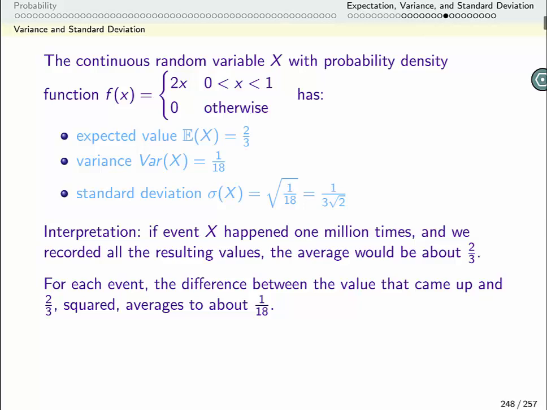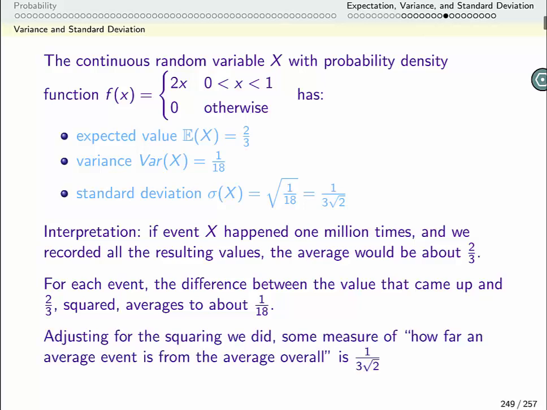So every time I run the event, I figure out how far it is from 2/3, how far it is from the average. Then I take those differences and square them in order to destroy any information about whether they're positive or negative. Average that, get about 1/18. And then if I take the square root of 1/18, that is my standard deviation. That's 1/3 √2.